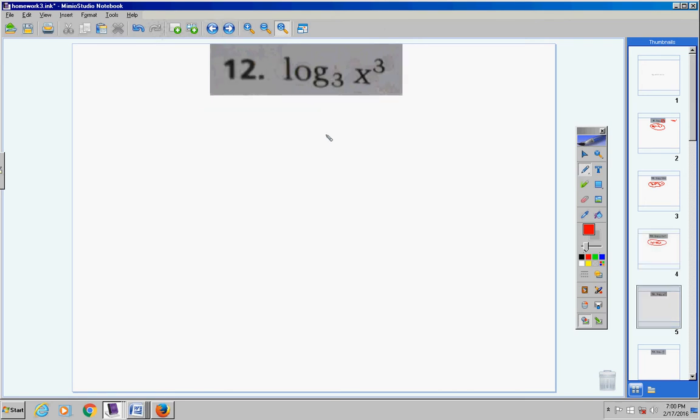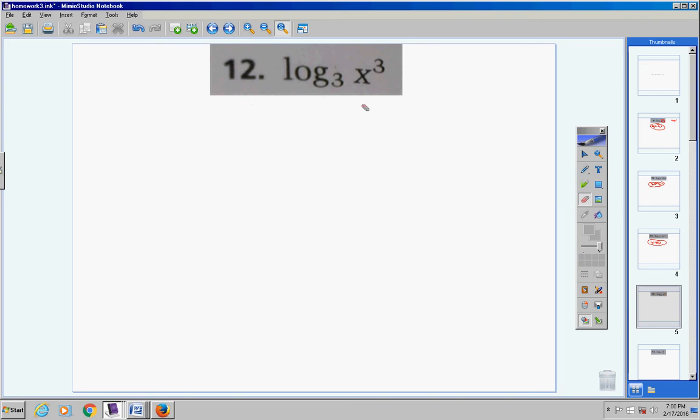Number 12. Okay, now, I really don't have any multiplication or division. All that I have is this. So I'm simply going to pick up the 3, bring it right here, and I'm finished. There's nothing else I can do. Now, by the way, that's my answer, okay? I'm going to erase this in a second, so write it down if you need to.